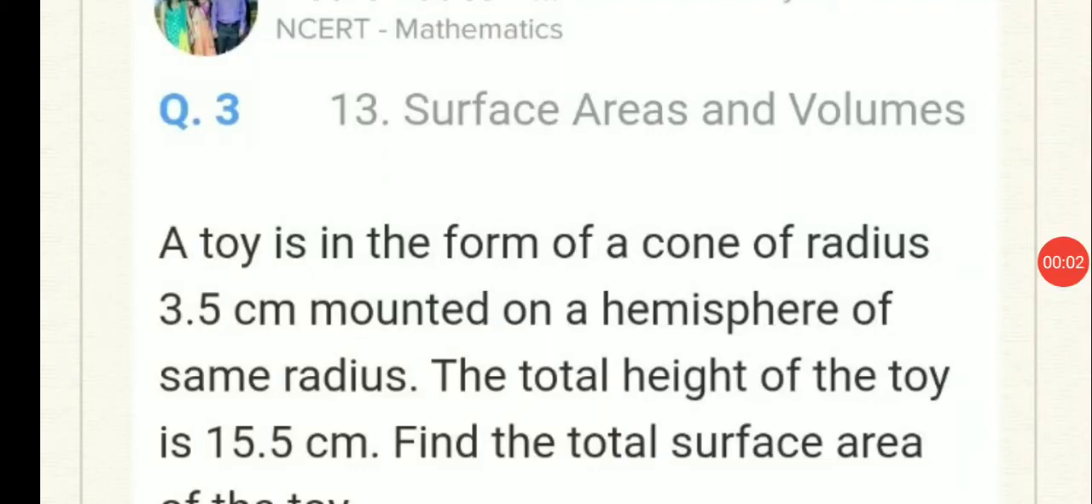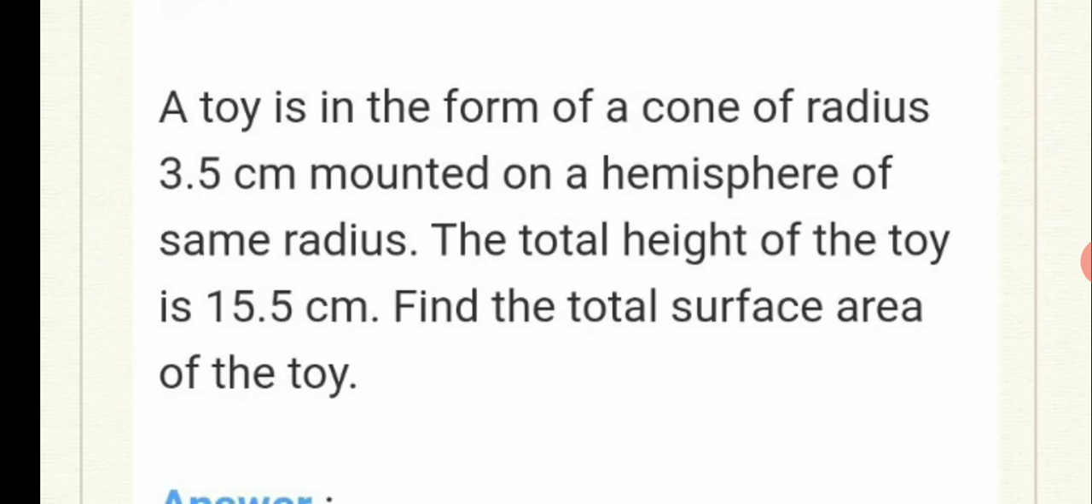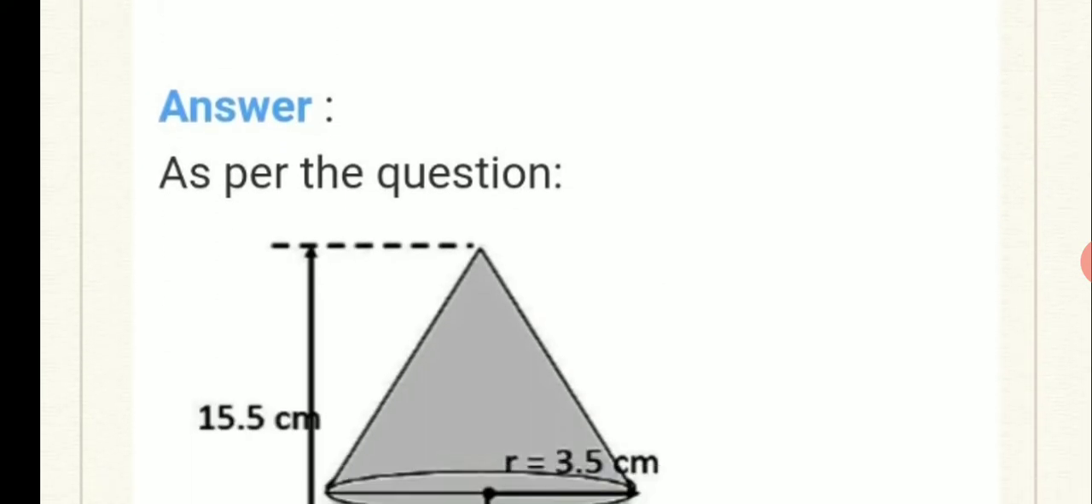Class 10 NCERT Maths, Chapter 13, Surface Areas and Volumes, Exercise 13.1, Question 3. A toy is in the form of a cone of radius 3.5 cm mounted on a hemisphere of the same radius. The total height of the toy is 15.5 cm. Find the total surface area of the toy. Now let us see the solution.